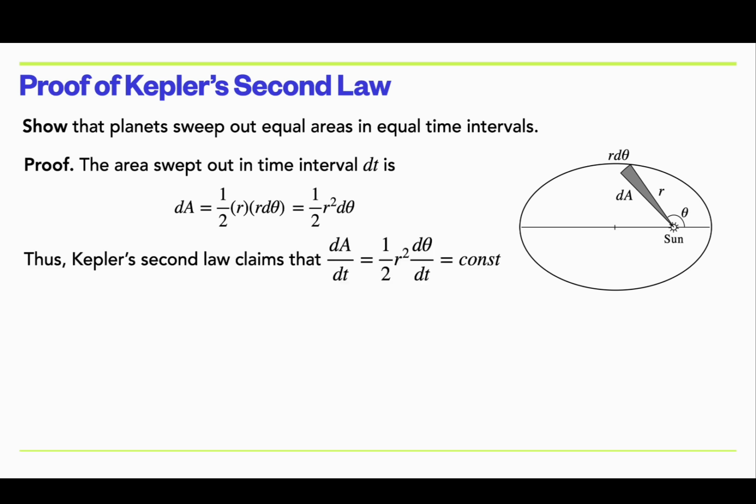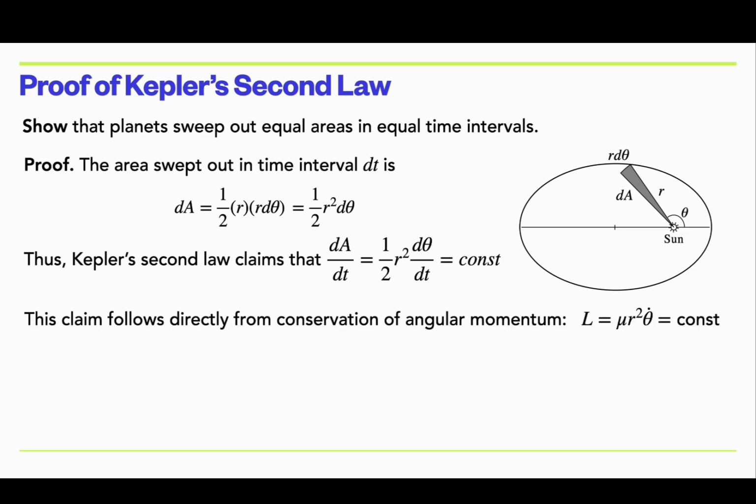Kepler's second law claims that dA/dt is going to be constant. So what we do now is take this and divide it by a dt. So we'll have a d phi/dt here. Kepler's second law claims that this thing is a constant. But remember that angular momentum is mu r squared phi dot. And we know that that's constant from conservation of angular momentum.